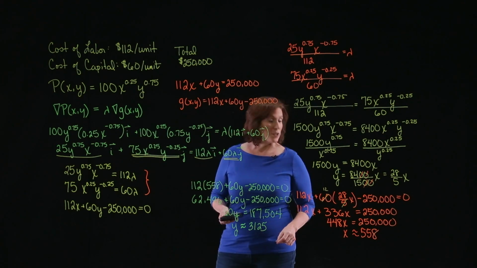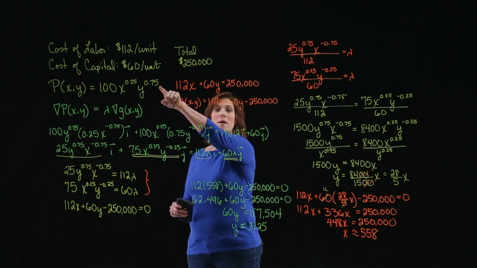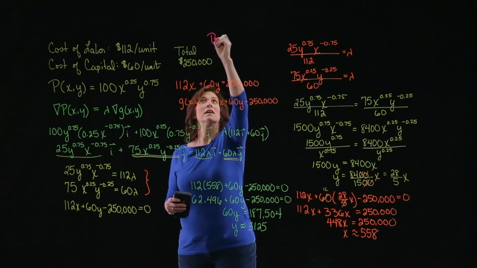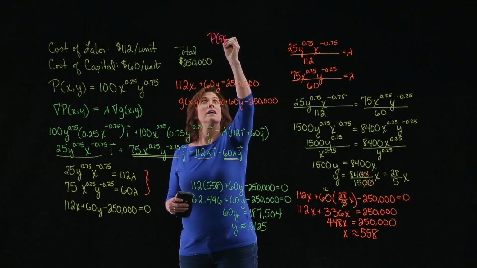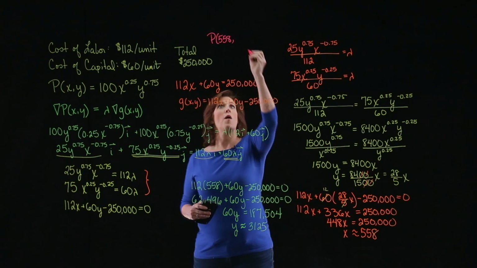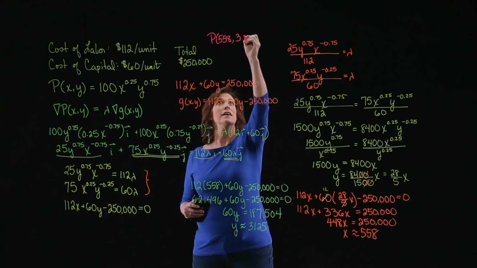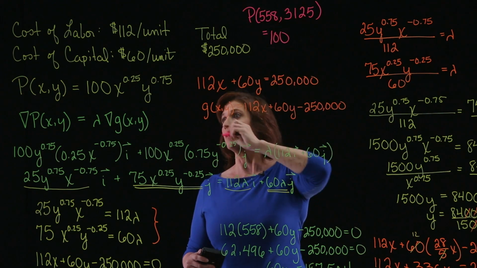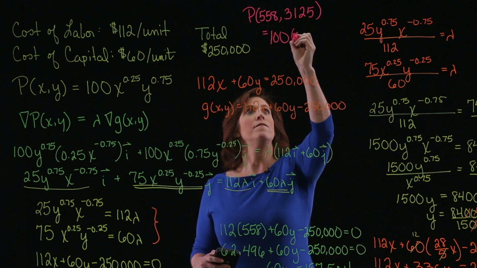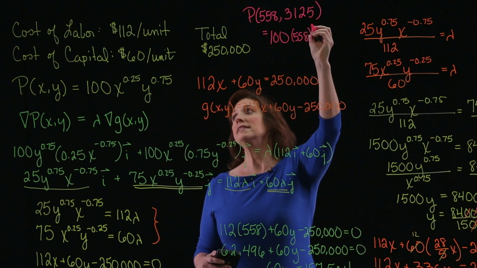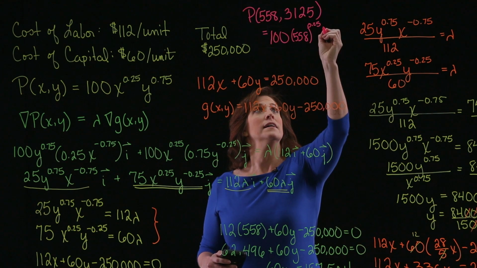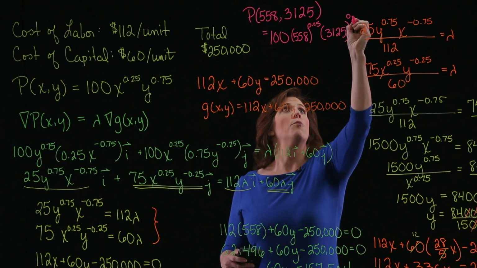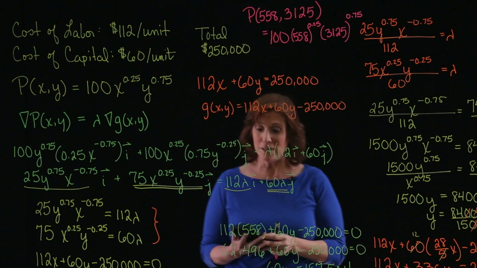So the only thing left to do is to actually tell you what that maximum production level is. So what we're going to do is plug these two numbers into my production formula. So I know that I will have a maximum production when x is 558 and when y is 3,125. So this is going to equal, according to my model, 100 times 558 raised to the 0.25 times 3,125 raised to the 0.75.